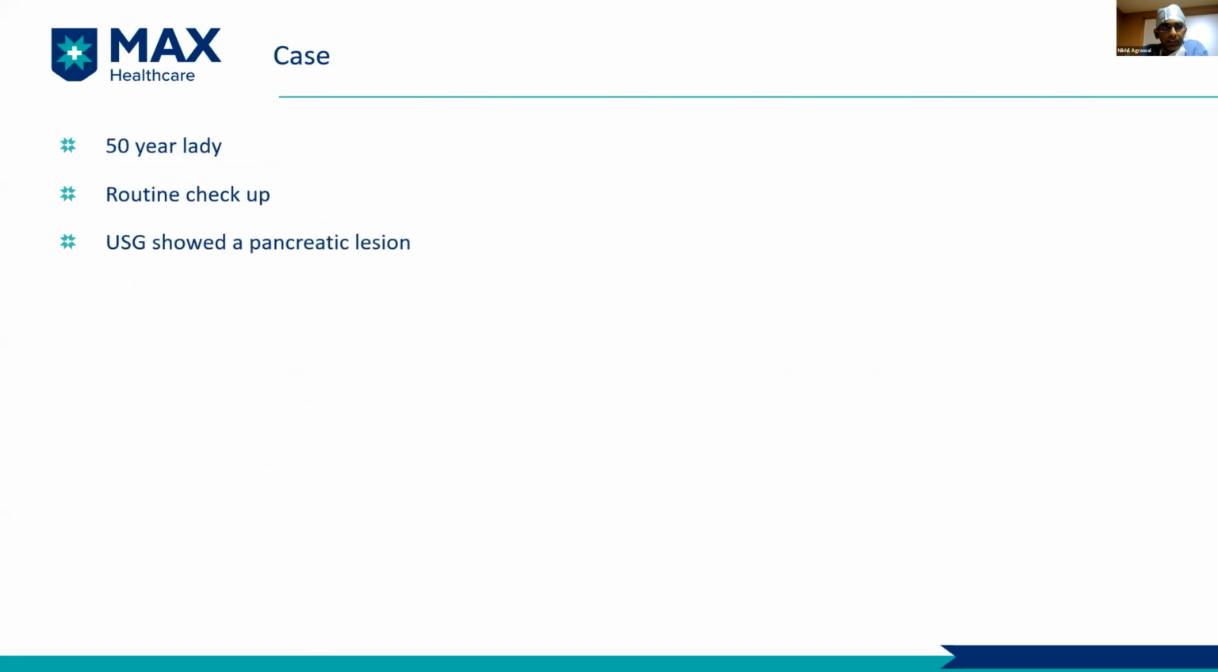A 50-year-old lady presented to us after a routine checkup and ultrasound showed a pancreatic lesion. So Dr. Nikhil, once you have an ultrasound which shows some lesion in the pancreas, possibly cystic, what would you do next? Which investigation?